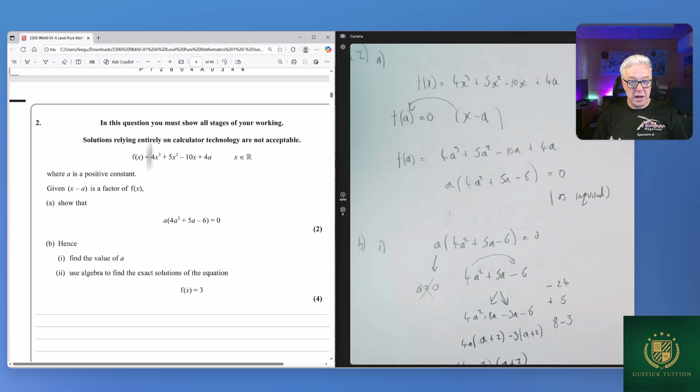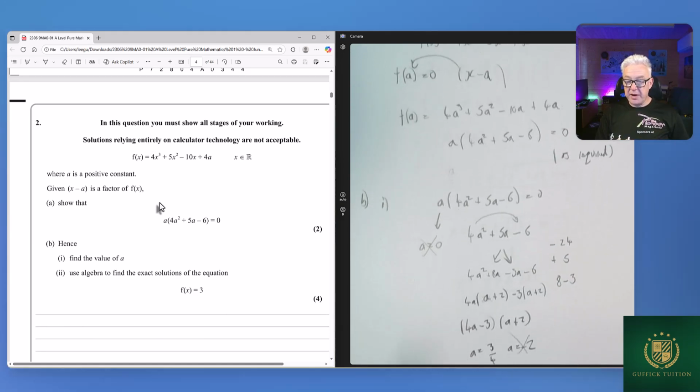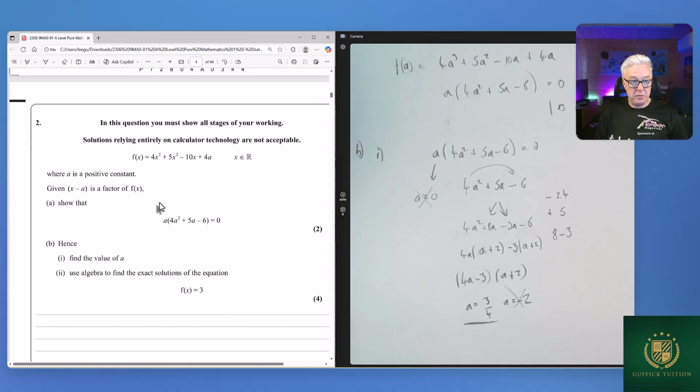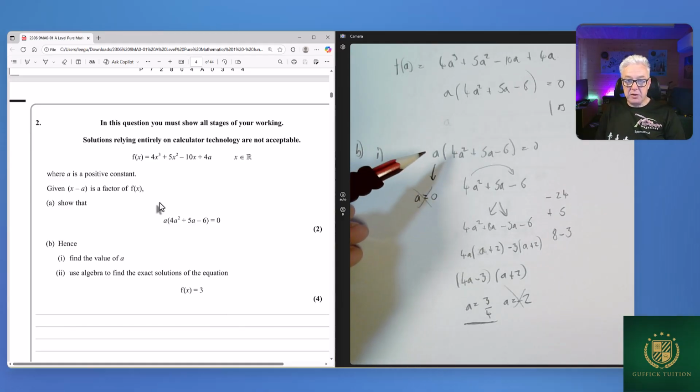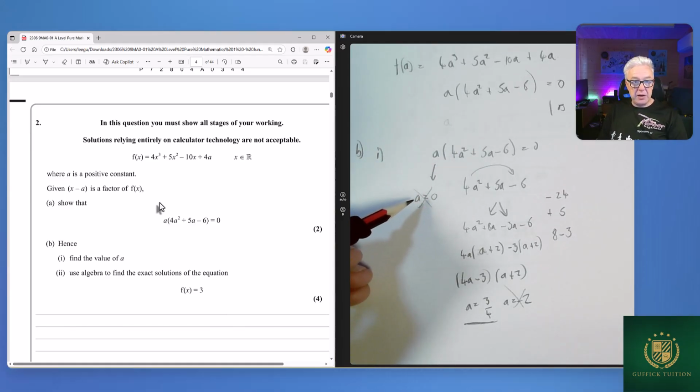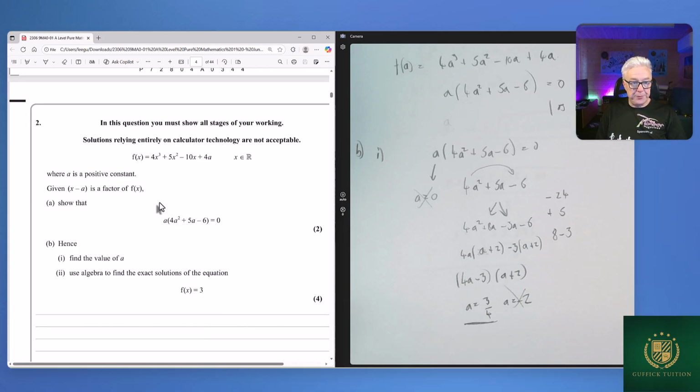Can I make it a bit bigger? Yeah, there we go. Okay, part B, hence find the value of a. So we've now got to presumably solve this expression from part A. So we've taken out a factor of a. We can discount the solution that a is equal to 0 because we're told it's a positive constant. So it's not going to be 0.